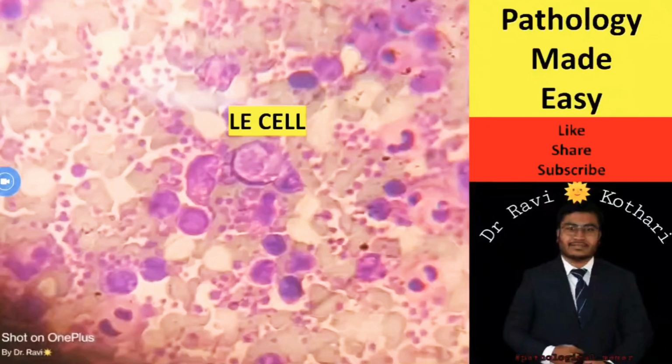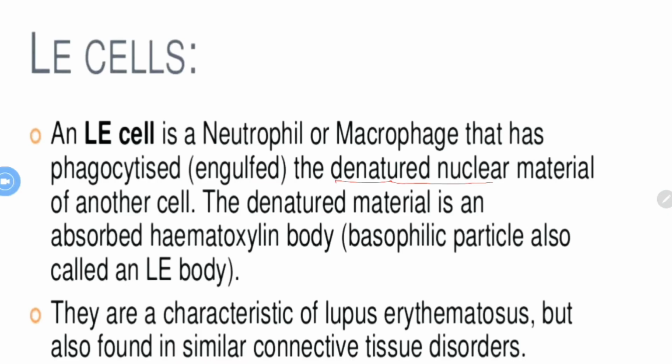Today I am discussing the LE cell, also known as the Lupus Erythematosus cell, a rare entity which is shown here in this image. Now, the LE cell is a neutrophil or macrophage that phagocytoses denatured nuclear material. Here the word denatured is important. They are characteristic for Lupus Erythematosus, but not specific, as they are also found in some other infective tissue disorders.